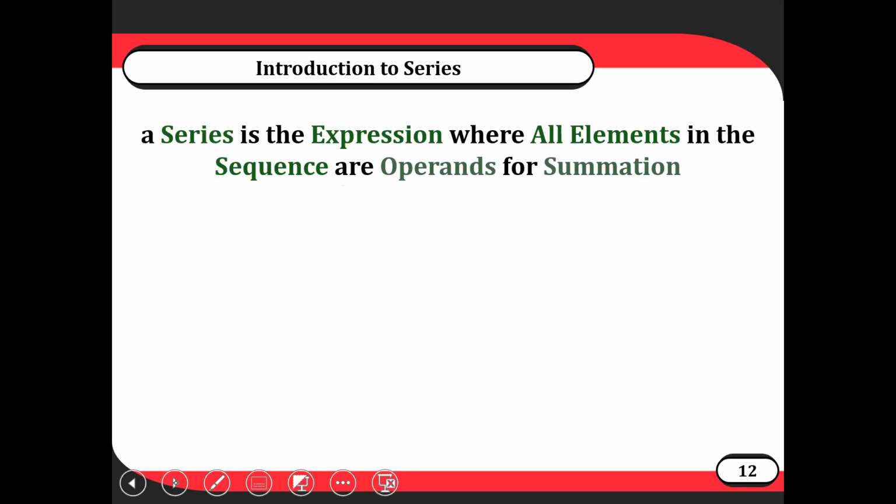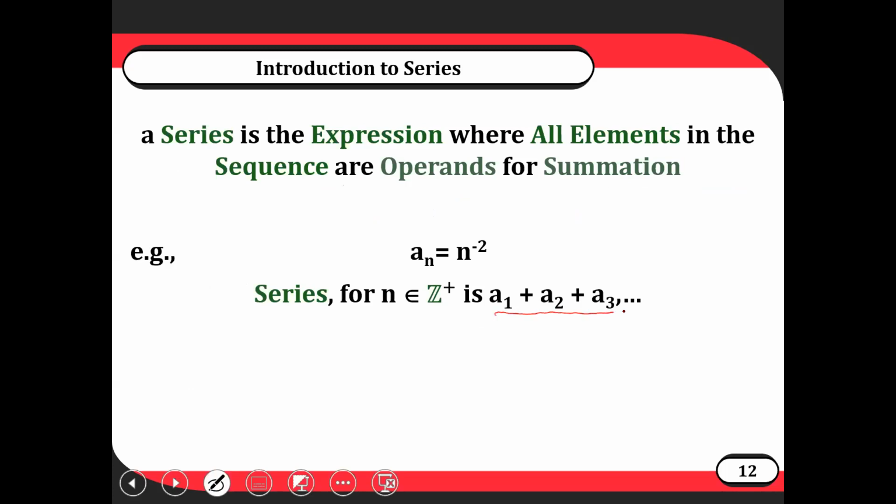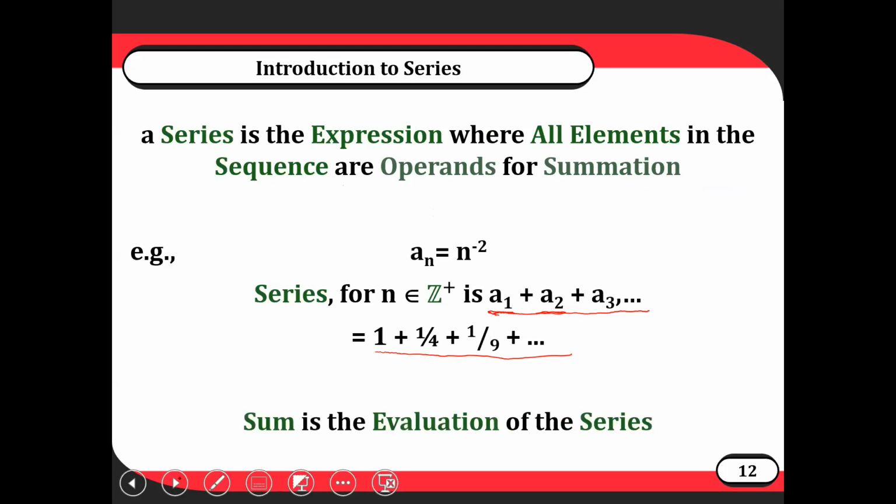All right. So a series is an expression where all elements in the sequence are operands for summation. What that means is I'm going to take whatever my terms are, and I'm just going to add them all together. Well, I'm not going to sum them right away, so the series means before summing them, I'm expressing it as an addition. So this series is 1 plus 1/4 plus 1/9 plus et cetera, et cetera. And then the sum of this is the evaluation of the series. So I want some answer as to what this is equal to, and that's going to be my sum.